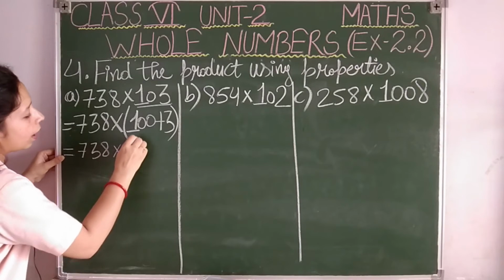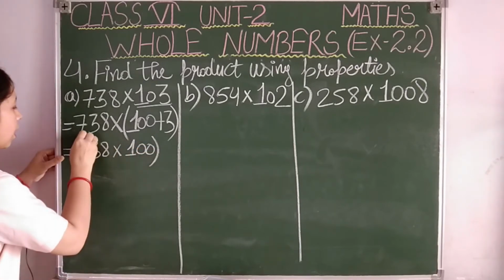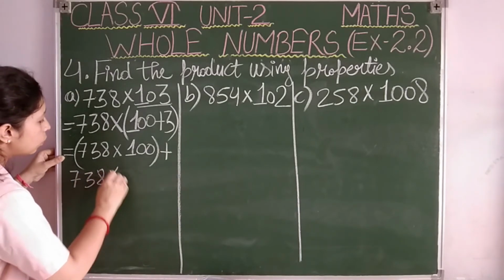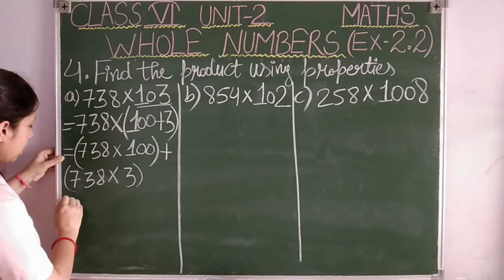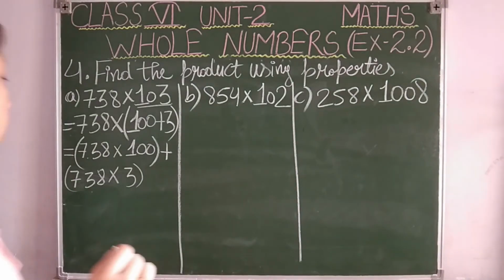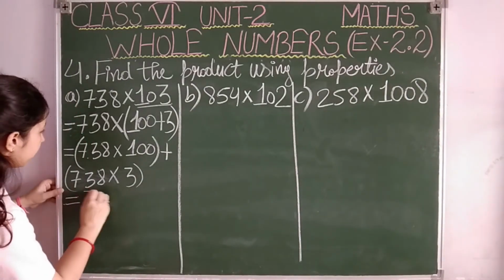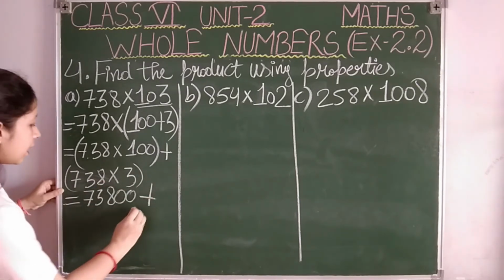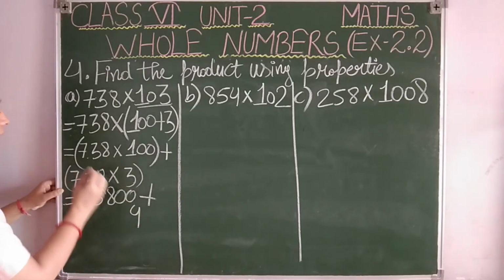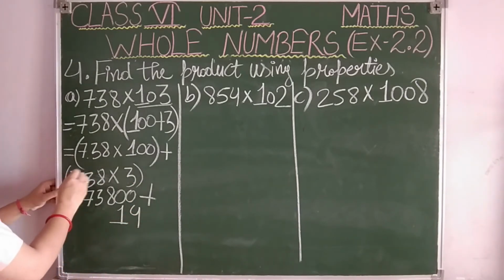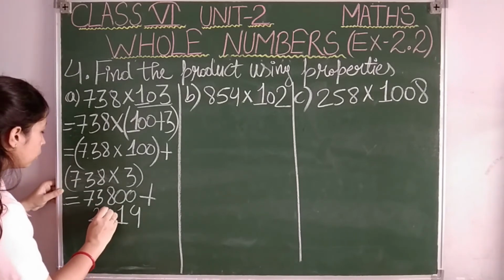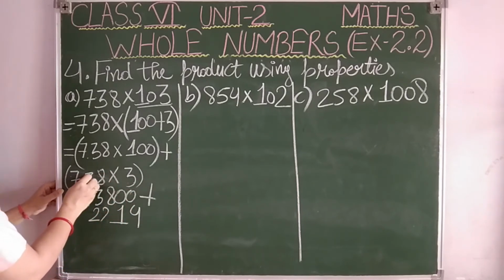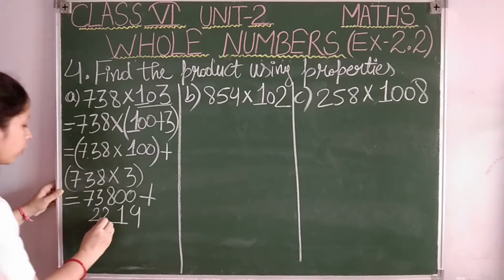738 into 100. Okay, students. Plus again 738 into 3. Let us multiply. Okay, students, 738 into 100 will give you 73800 plus, here 3 8s are 24, 2 carry over, 3 3s are 9, 10, 11, 1 carry over, 3 7s are 21, 22.